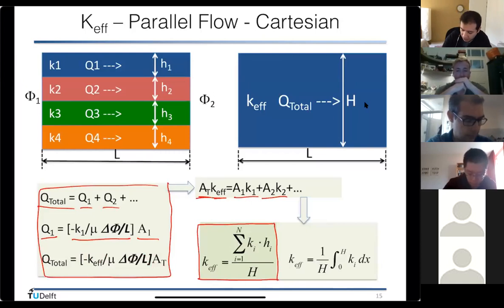If I knew the continuum distribution, if it wasn't layered based and it was a function of K across the thickness, then I could integrate instead of summation. But that's not really necessary at this moment in time. We usually do layered based systems in our course.